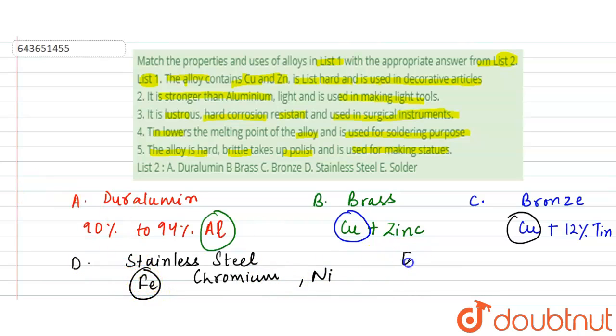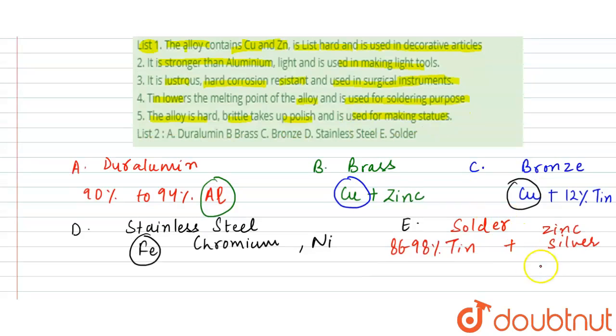And E is our solder. Solder is mainly an alloy of tin. It has 86 to 98% of tin plus other elements like zinc, silver, antimony, and copper, in some small percentage.